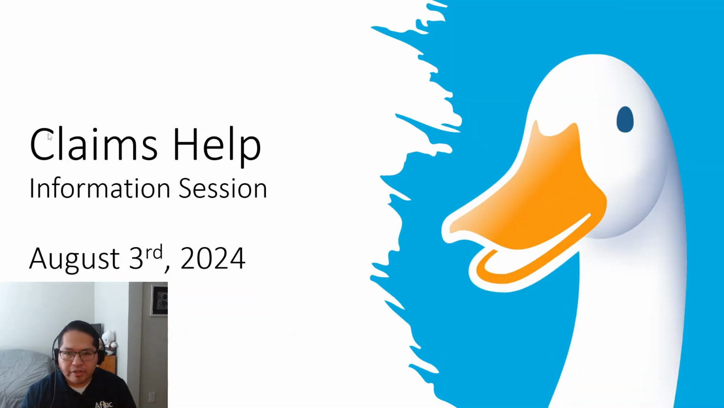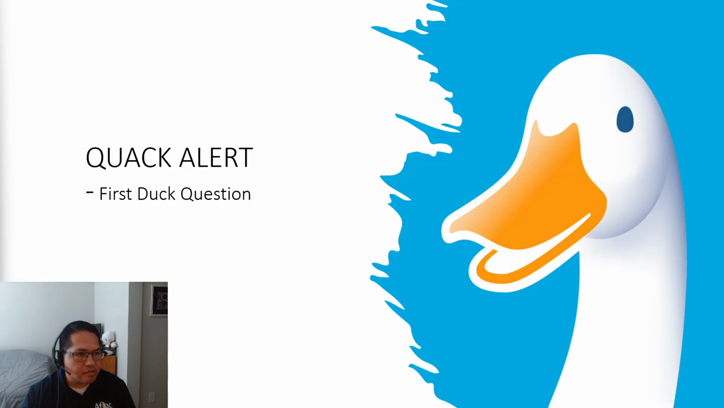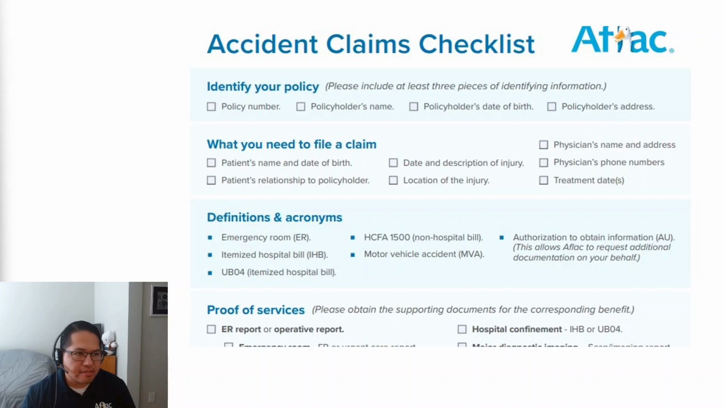All right, if we were in person, I would give somebody a duck for answering a question. But since we're not, let's jump through this one. How many checklists does Aflac provide? Remember on this part, there are 9 different checklists here. This one's just an instruction on how to file a wellness claim, but for the actual checklists, there are 9 different ones.